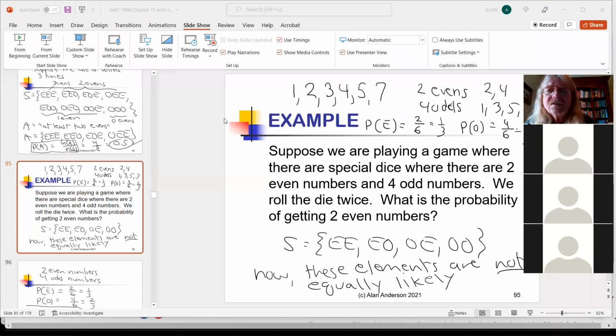So now all of a sudden, instead of evens and odds each having a probability of 1/2, the probability of getting an even is 2 out of 6, which is a third. And the probability of getting an odd is 4 out of 6, which is 2/3. Well, that does change everything, doesn't it? So while the sample space hasn't changed, the probabilities themselves have changed. So let's take a look at how they would be calculated.